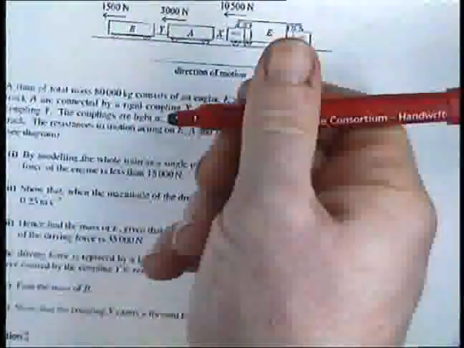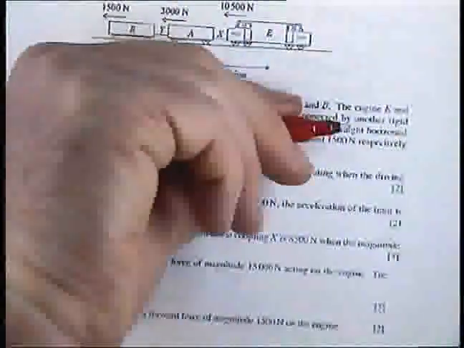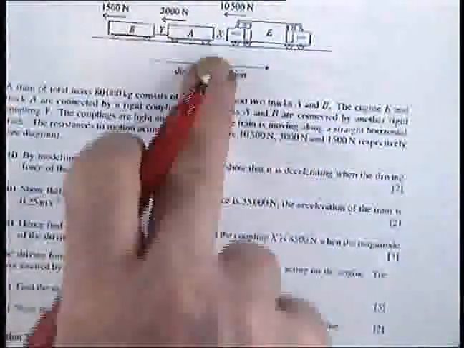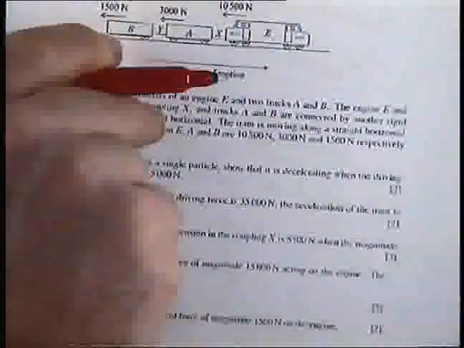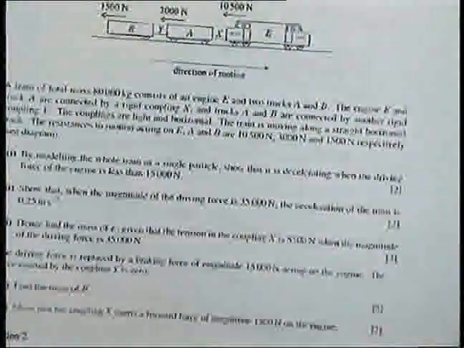Now for the last part, where we have to show that the coupling X exerts a forward force of magnitude 1,500 newtons on the engine, I'm going to zoom in on carriage A, work out the force on carriage A in this direction, and then using Newton's third law, know that the force on the engine is equal and opposite. So if I find the magnitude of X on A in that direction, I know that it's equal and opposite on the engine in that direction.